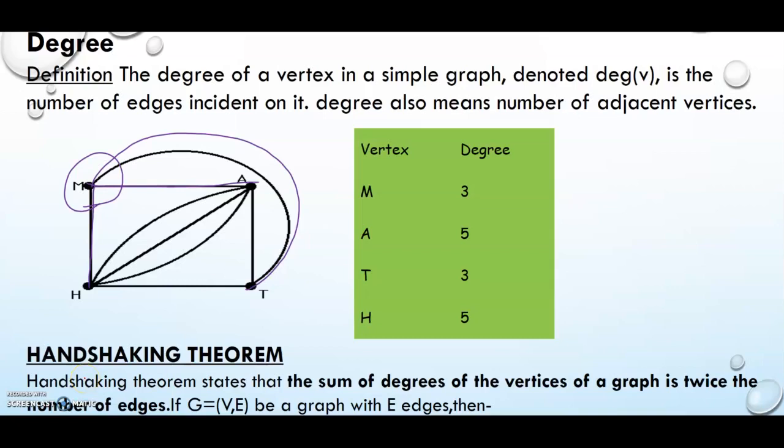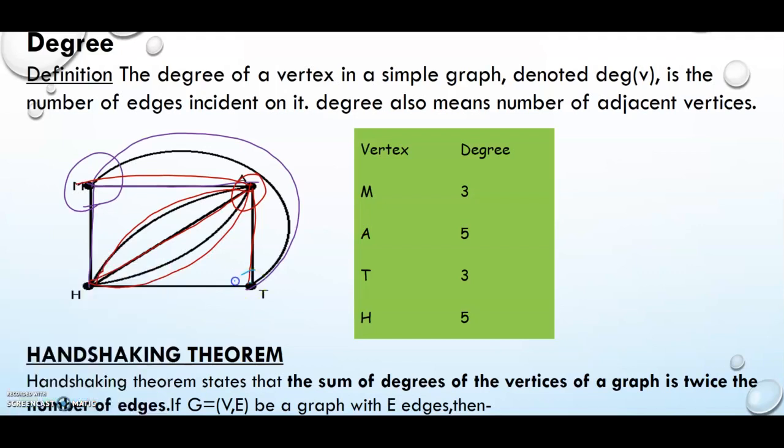Next, going clockwise, I go for A. How many points are joined from A? A to T is 1 and A to H is 1. How many lines go from A to H? A to H is joined three times: a straight line, and a type of loop from A to H. It has parallel edges. So 3 lines, and one more A to M. So 1, 2, 3, 4 and 5. The degree of A is 5.